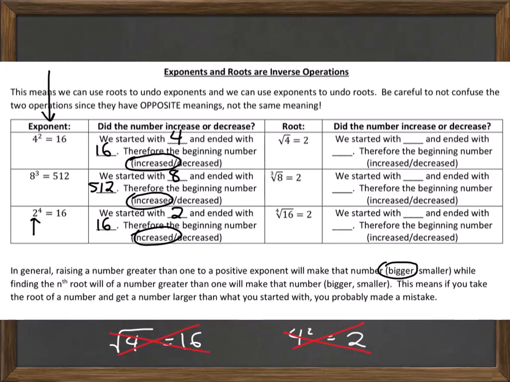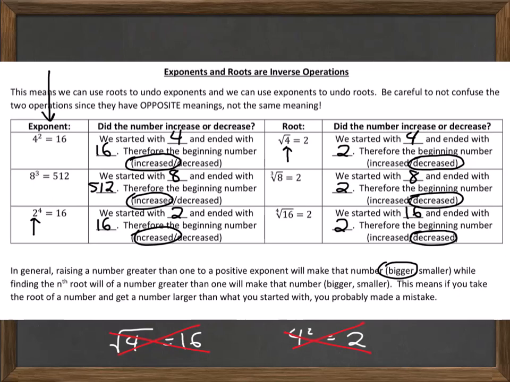So let's talk about roots now. If I have the square root of 4, that's 2. So we started with 4, we took the square root, we ended with 2. So did the number get bigger or smaller? Well, it got smaller, right? Roots are going to make numbers smaller. Okay, so same thing here. We started with 8, we took the cube root of it, and then we ended up with 2. Again, our number decreased. Now we have the 4th root of 16. We start with 16, we end with 2. Again, our number got smaller.